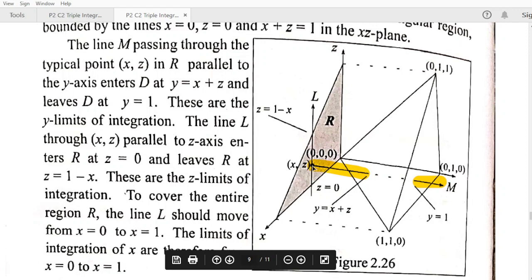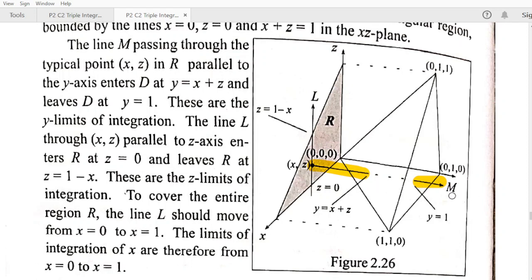So to first find the limit of y, we'll be considering a line passing through the region parallel to our y-axis. So this is our y-axis. Parallel to this y-axis, we consider the line m. Now this m will determine the limit of integration for our integral. This line m touches our region at this point and exits our region at this point. So these 2 points will determine our limit of y. So we have to find the equation of these two planes. Only then can we find the value of y from those equations.